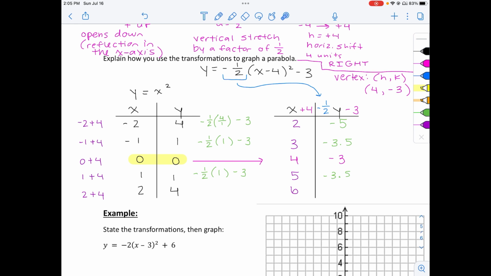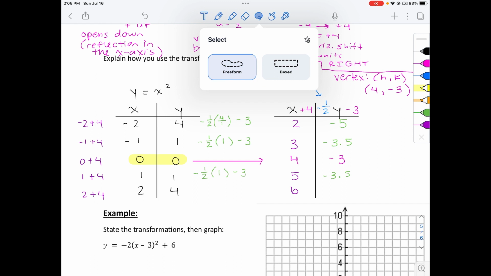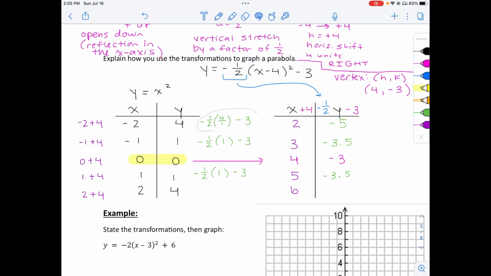And then my next y value is also 4. So if I copy this, it would be the same, right? Negative 1/2 times 4, subtract 3. So that value would also be negative 5.